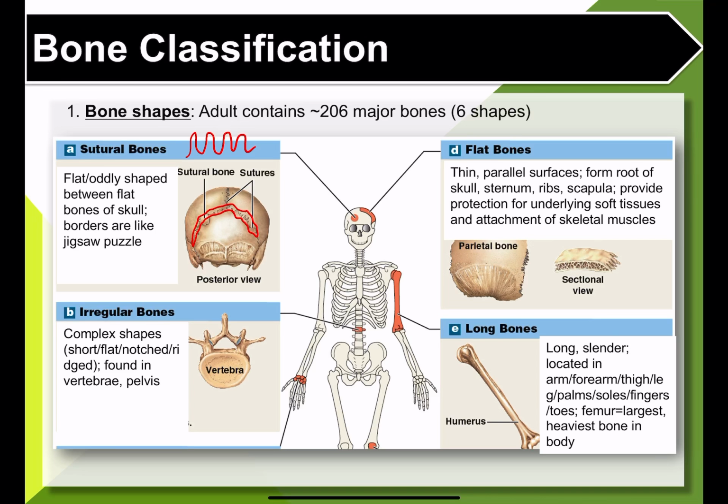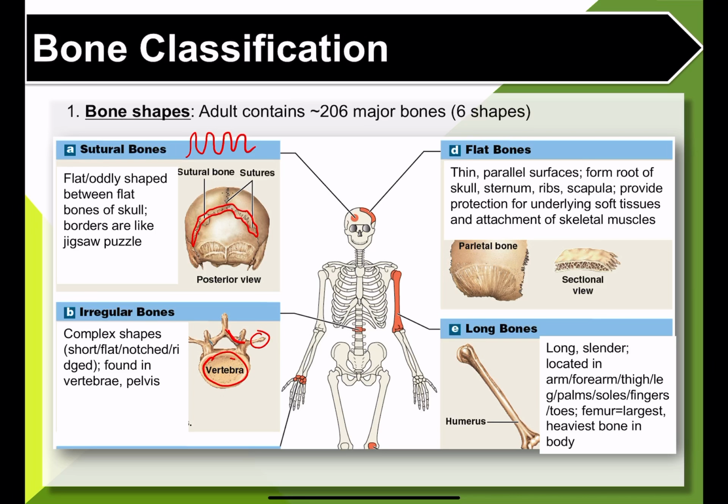Okay, irregular bones are, as the name suggests, irregular shapes. So they have some flat area, like for example, the vertebral bone of the back. They have some short notches, ridged areas like that. So it doesn't have one particular shape. It has a little bit of everything.